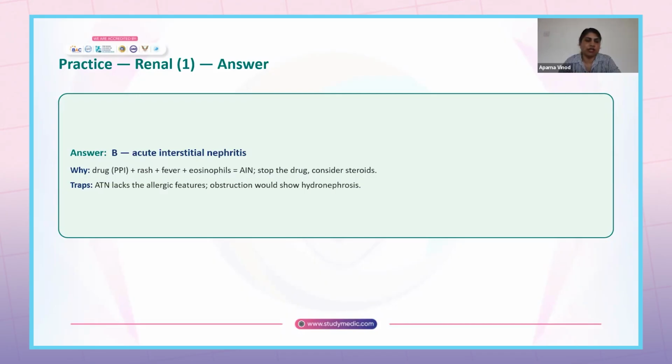So in tubular necrosis, we were talking about interstitial nephritis before, but in tubular necrosis, you will not have allergic features. The rash will not be there, fever will not be there, eosinophils will not be there, and the obstruction will show hydronephrosis. In tubular necrosis, the cells in the tube will slough off, and they will mimic an obstruction there, which will cause hydronephrosis.